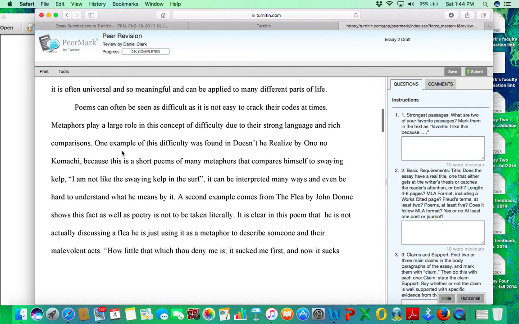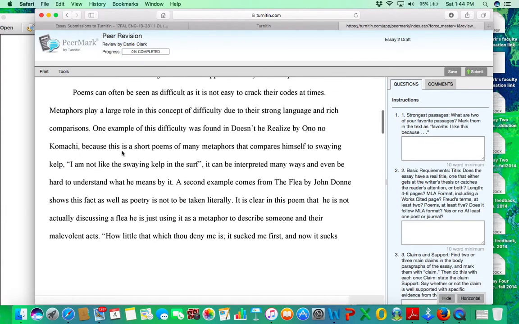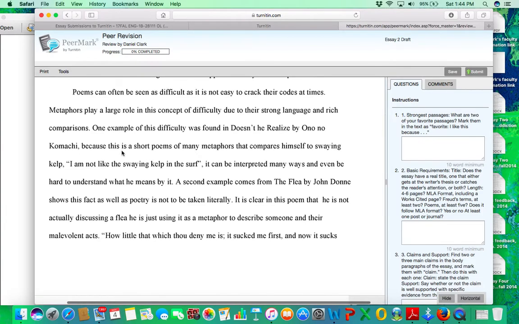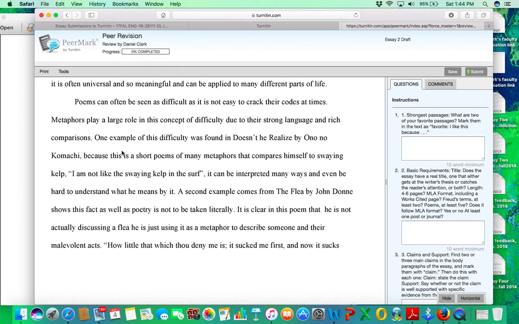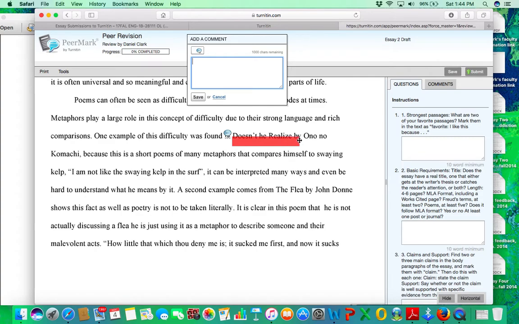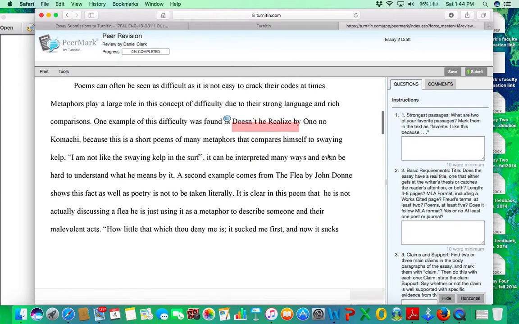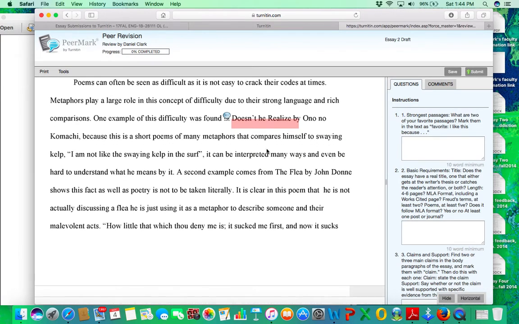Okay, poems can often be seen as difficult, as it is not easy to crack their codes at times. Metaphors play a large role in this concept of difficulty due to their strong language and rich comparisons. One example of this difficulty was found in "Doesn't He Realize" by Ono no Komachi. Good, you put quotation marks around short titles. Can I say that? Yeah. What is that? How does that look? Yeah, okay. By Ono no Komachi, because this is a short poem of many metaphors.